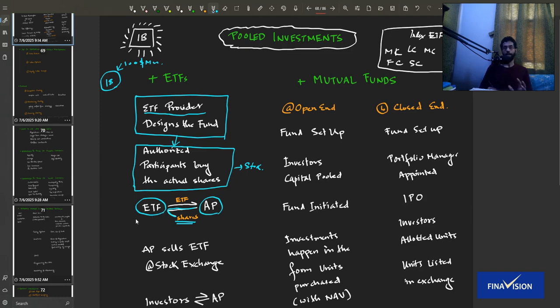this entire fund is divided into small units called ETF units. These ETF units are handed over to the authorized participants in return by the ETF provider or the designer of the ETF, right? Now, what does the authorized participant do with this ETF? The authorized participants list these ETF units on the stock exchange.